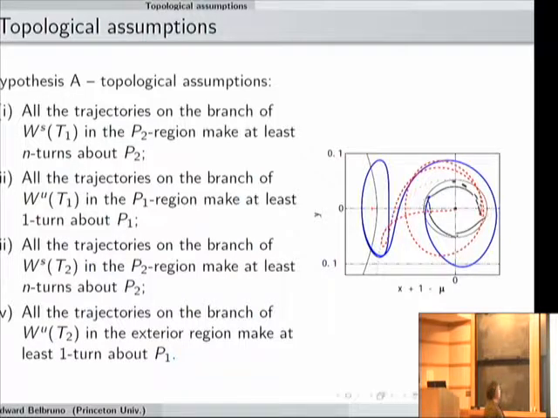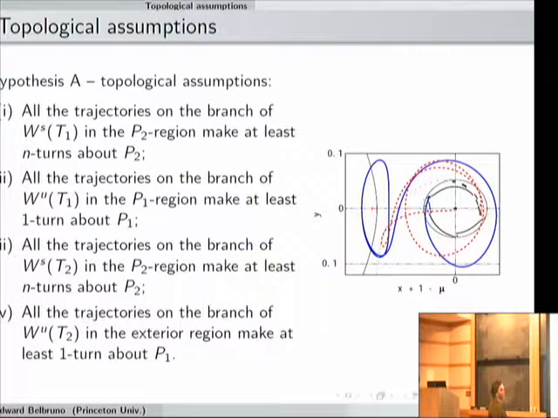That's the larger one. And now if you look at this, the Lagrange point on the far edge, we assume that in the P2 region it makes at least n turns about P2, and in the outer exterior region it makes at least one turn about P1 on the exterior. So these are our topological assumptions. At least one, yes. You don't care how big it is. No, at least one.